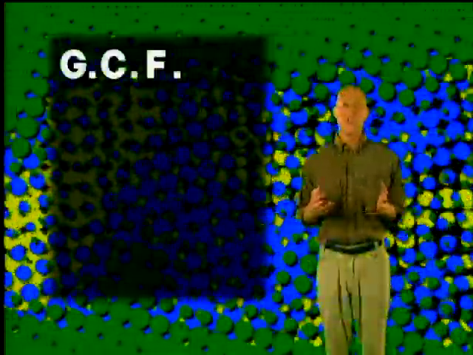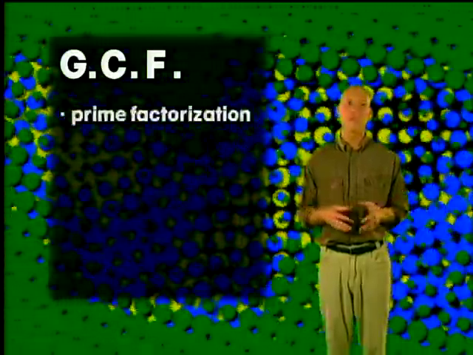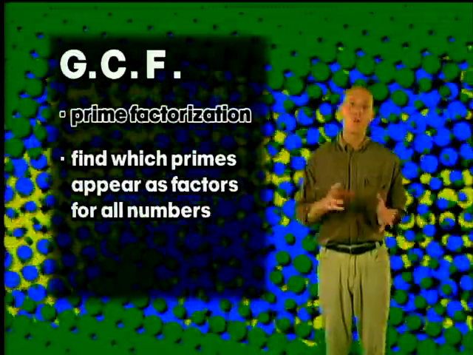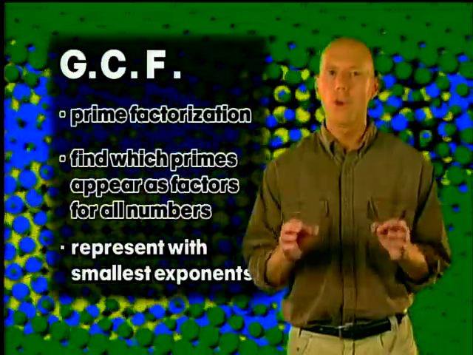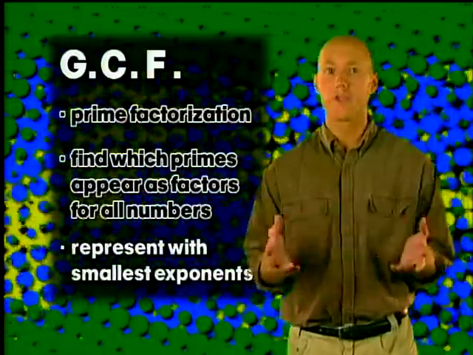If we're looking for the GCF of a set of numbers, we do the prime factorization for each of the numbers. Then notice which prime numbers appear as factors of all numbers. We take those prime numbers and represent them with their smallest exponents. This gives us the greatest common factor between our factored numbers.